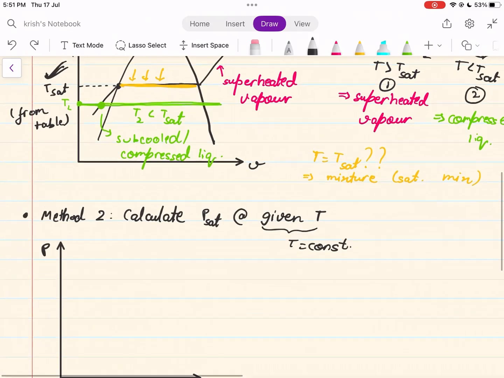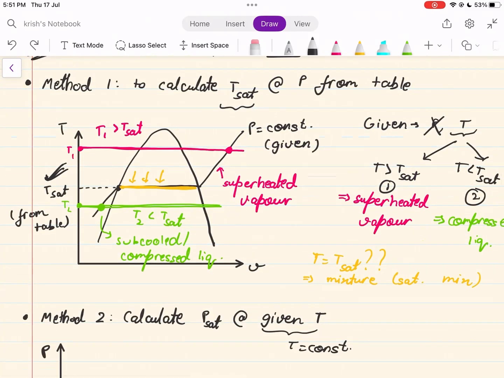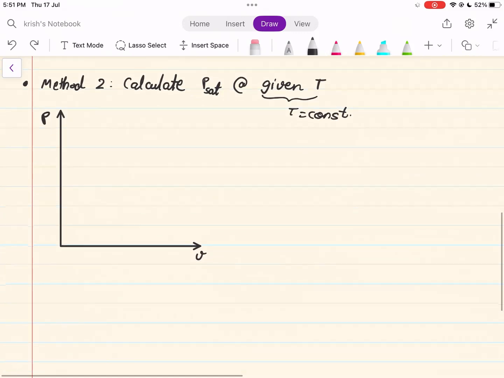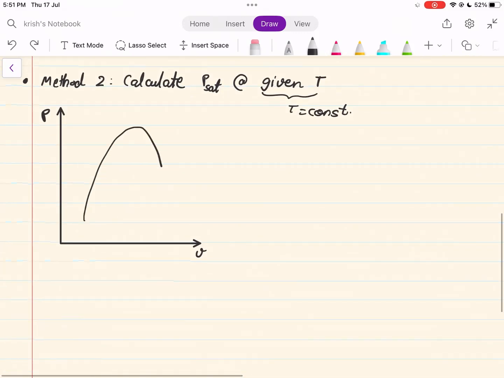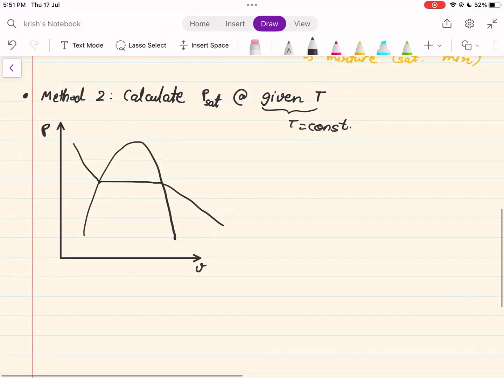So we must draw a constant temperature line, not in a TV diagram, but in a PV diagram, because in a TV diagram, a constant temperature line is just a horizontal line, right? So it will not do anything for us. So again, let us draw a PV diagram. Remember, it is an inverted TV diagram. However, the regions do remain the same. So this is our constant temperature line.